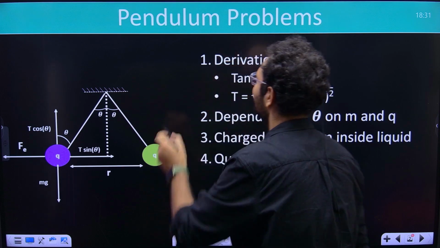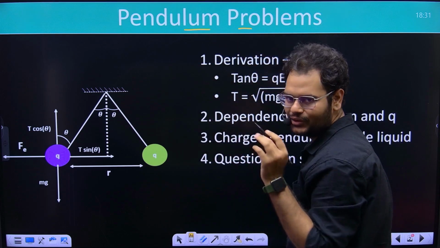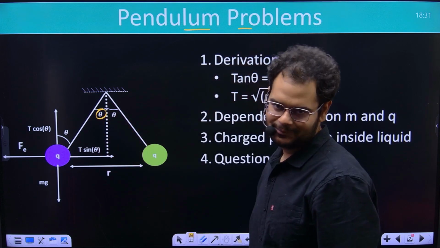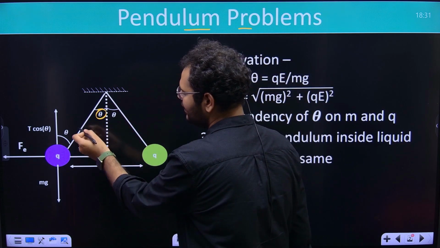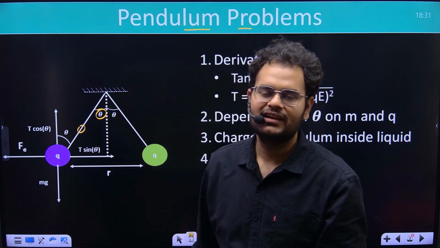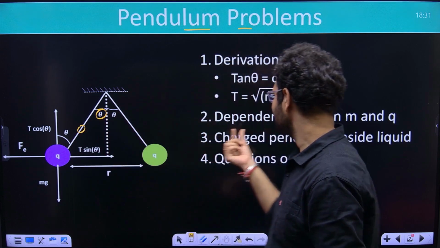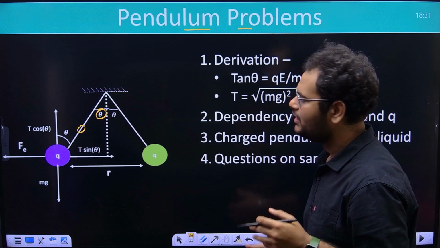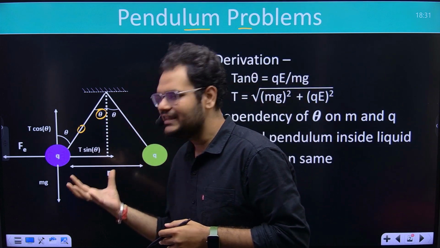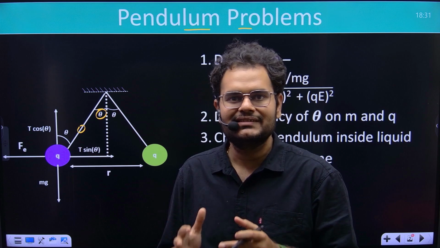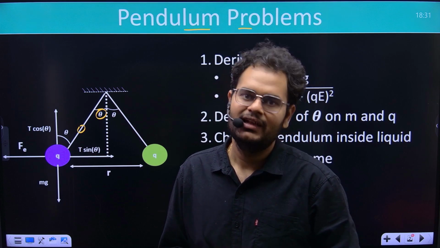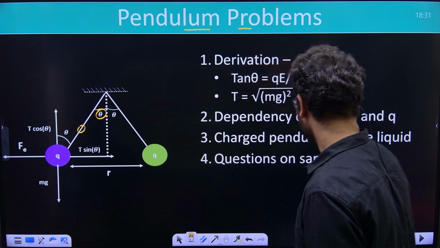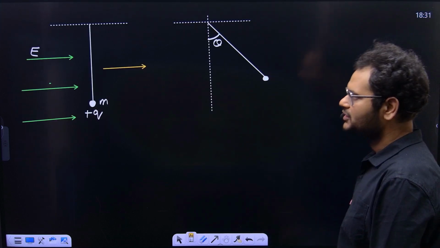In the next few minutes, I am going to discuss all types of questions and concepts related to the charged pendulum. What is the value of this theta in equilibrium? How can we find the tension in the string? How does this theta depend on mass and charge? And finally, we will see what happens if this entire system is dipped inside a liquid. Then we will solve some quality questions. Let us begin and understand the basic derivation.